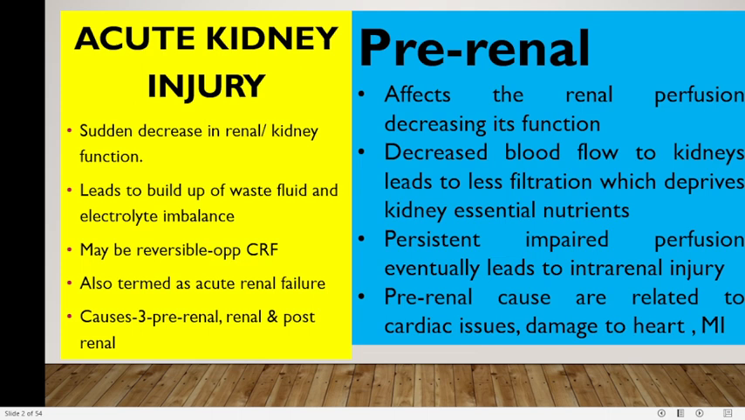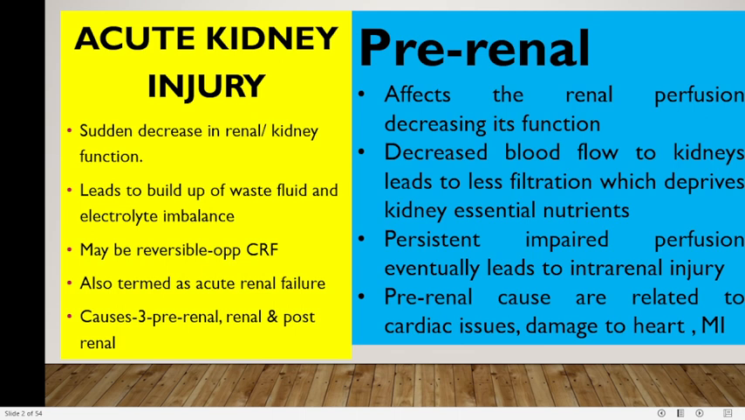Starting with acute kidney injury, acute renal failure. We're saying that this is sudden in onset, a sudden decrease in renal or kidney function, which normally leads to build-up of waste, fluids and electrolyte imbalance. This one may be reversible, as opposed to a chronic renal failure, which we'll be looking at some point, where it's normally irreversible. Acute kidney injury is also termed as acute renal failure.